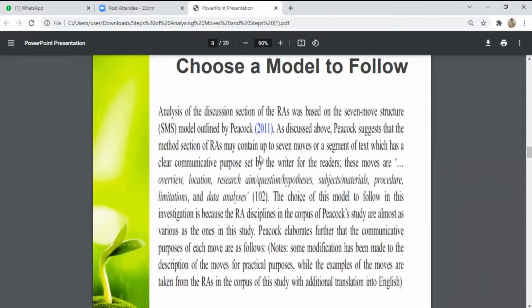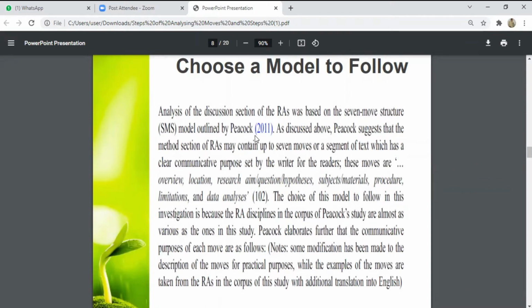So you can use a model from a similar family genre, although it is not exactly the same, because articles and thesis are different. Thesis is usually much longer, while articles are shorter. So you have to find a model to follow.